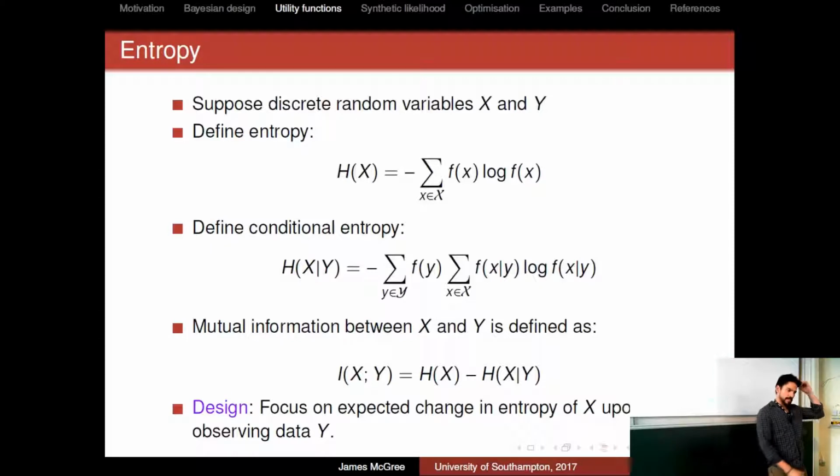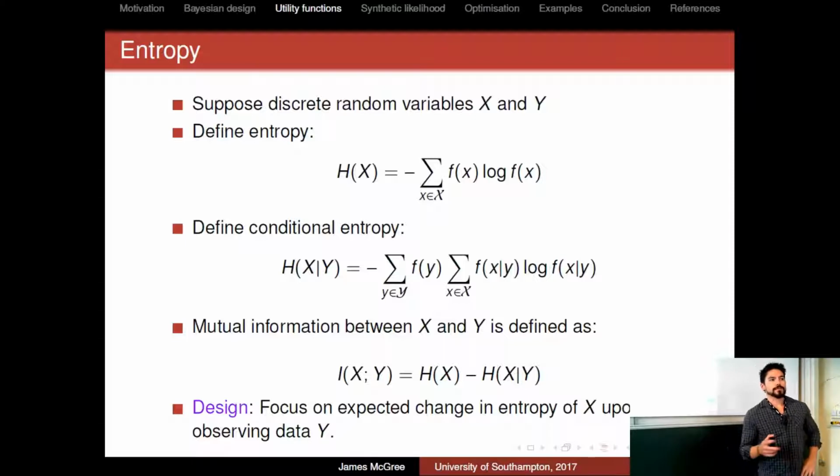So before we talk about the utility functions, in order to understand them, we need to understand entropy. So I've got a quick slide here on what entropy is. If we suppose we've got two discrete random variables, x and y, we can define the entropy of x as H, and it's a negative over the sum of all possible values of x, the probability of x times by the log of the probability of x. Okay?